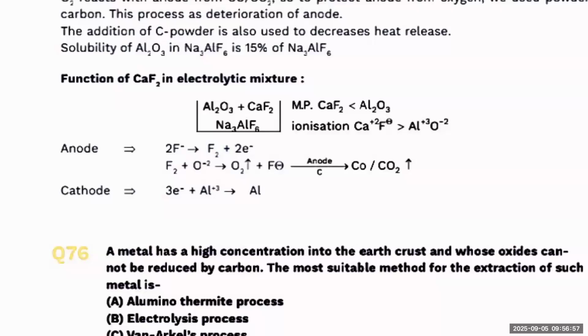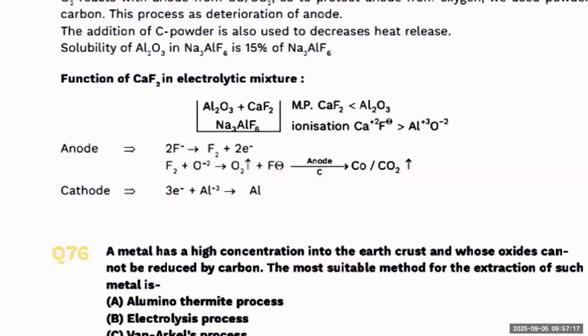But as soon as the F2 minus is formed, it will immediately react with O2 minus present in the solution and it will again convert into O2 plus F minus. And with the graphite rod, O2 will react to give carbon monoxide or carbon dioxide.